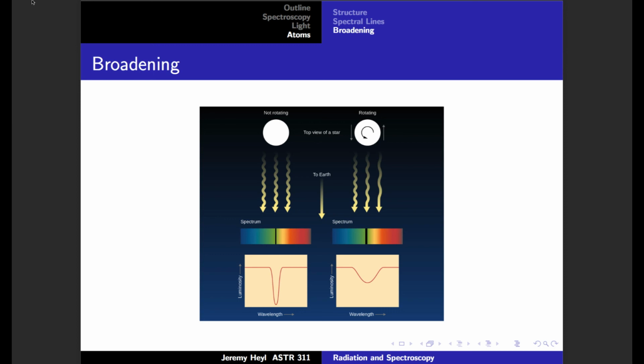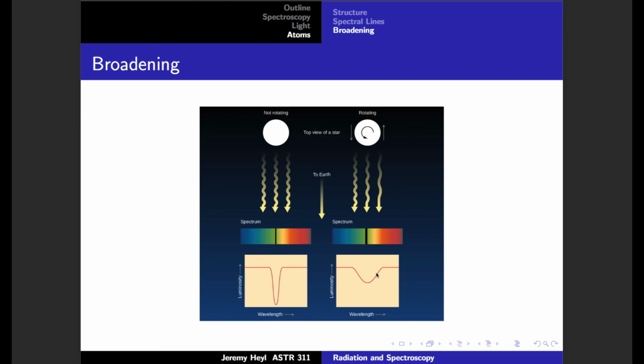So here we imagine that each atom in the star is absorbing photons of a given energy, but if the star is rotating, some of those atoms, the ones on the left, are moving towards us. So the radiation that they're absorbing is shifted blue. And on the other side, it's moving away from us, so it's a little bit red of the ones who are not moving towards or away. So when we look at the star, we can measure whether it's rotating or not, for example.